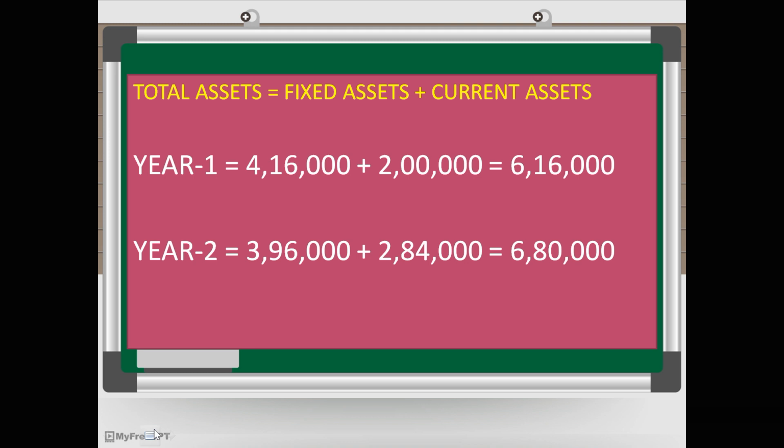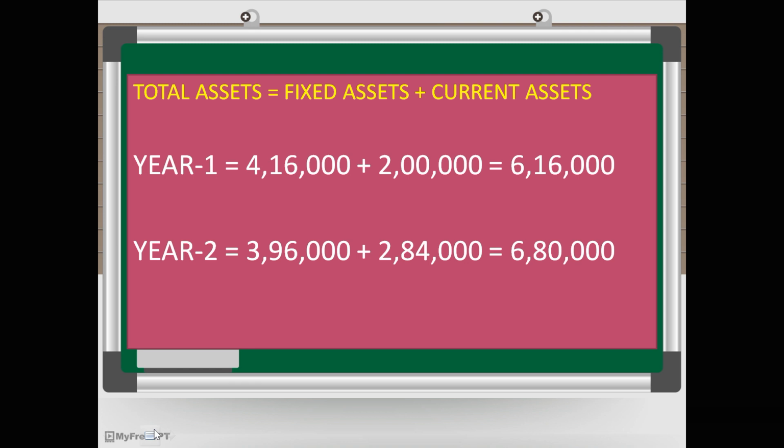Plus we have found out current assets. Yesterday, when we were finding the current ratio, we made a table of current assets, and from that we can directly take the total. For the first year, current assets were 2 lakhs and for the second year, current assets are 2,84,000.